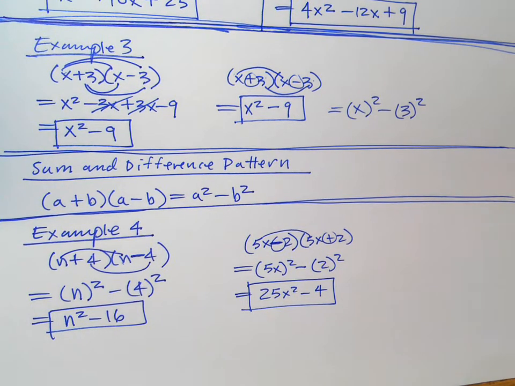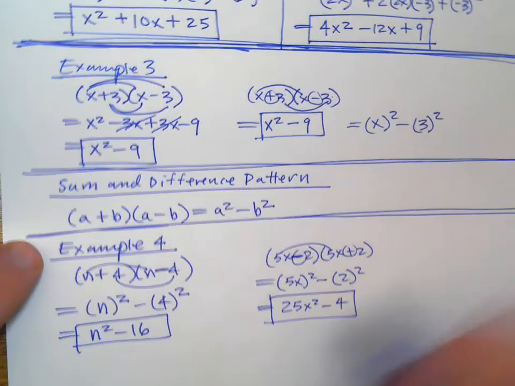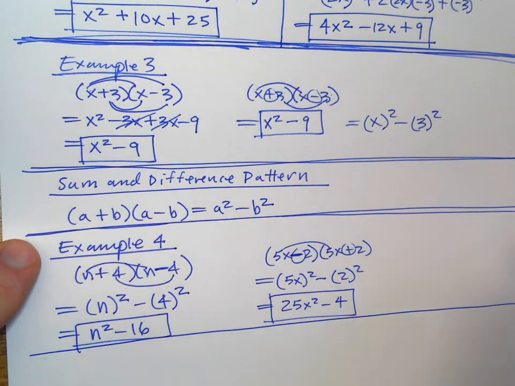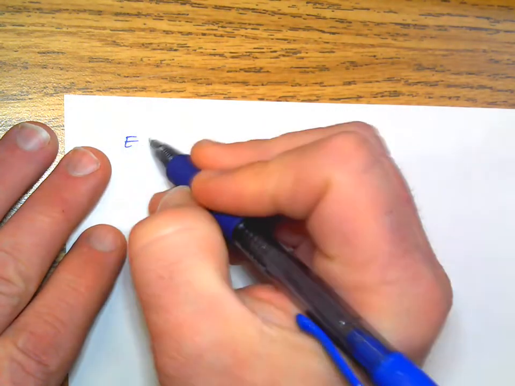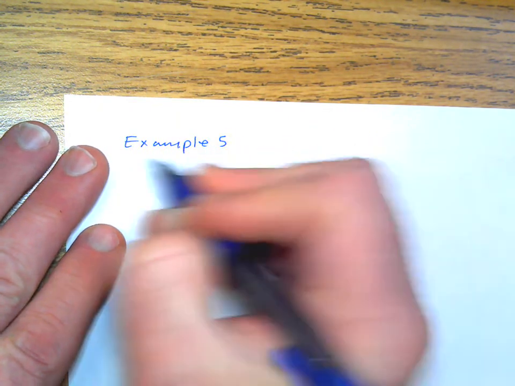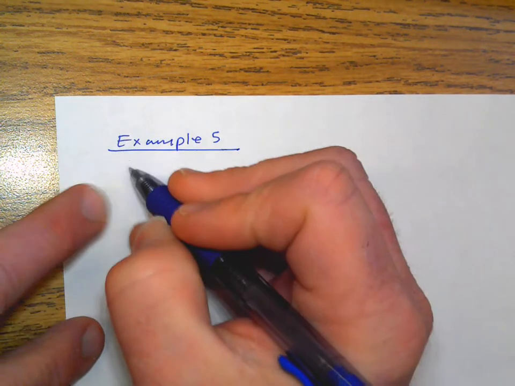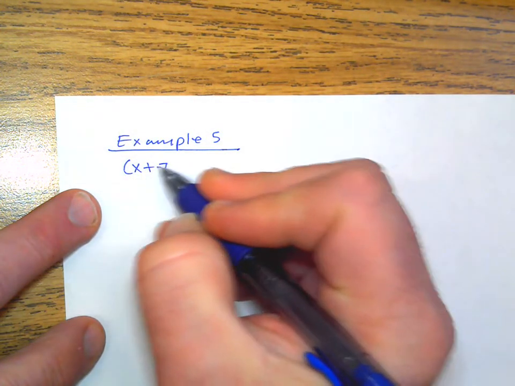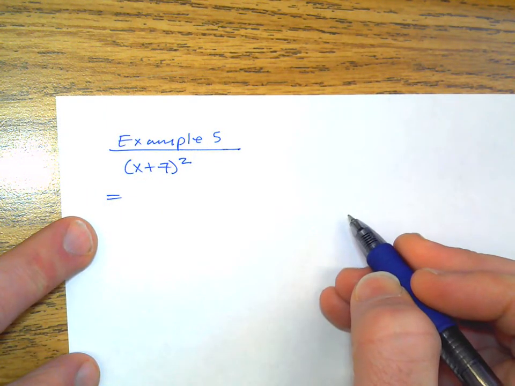I'm gonna get another piece of paper, and we're gonna do just a few more examples, just to really make sure we got the hang of this. So we'll call this example 5. Now, if you feel like you're getting the hang of this, pause the video and try it yourself. So we're going to do x plus 7 squared. Okay? Pause the video, see if you can pull it off.